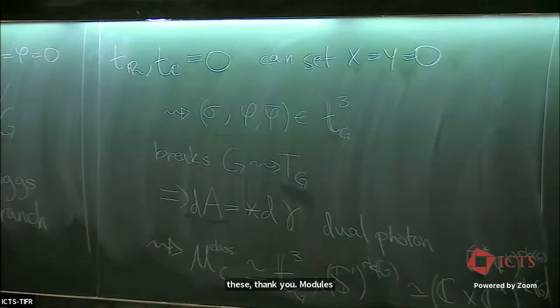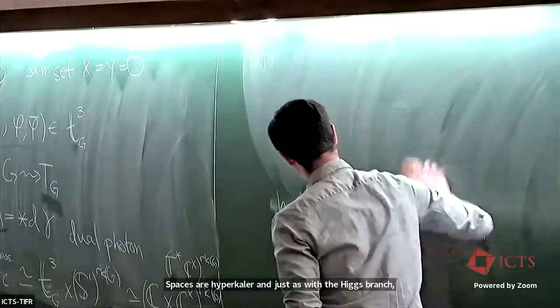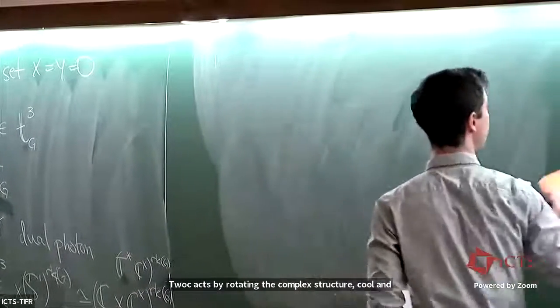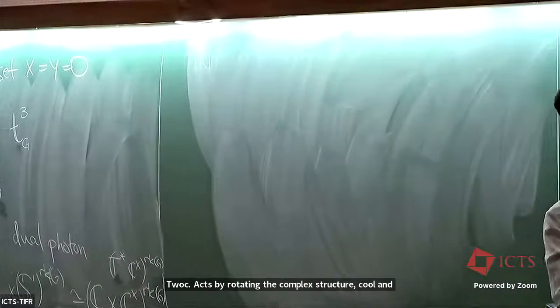This 3D n equals 4 supersymmetry dictates that these vacuum moduli spaces are hyperkähler. And just as with the Higgs branch, the Coulomb branch R symmetry SU2C acts by rotating the complex structure. The Coulomb branch flavor symmetries act by hyperkähler isometries.